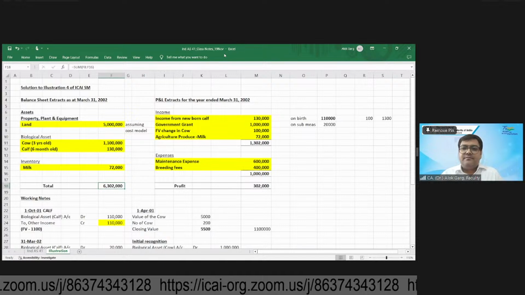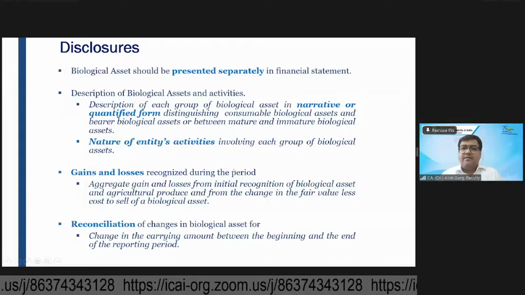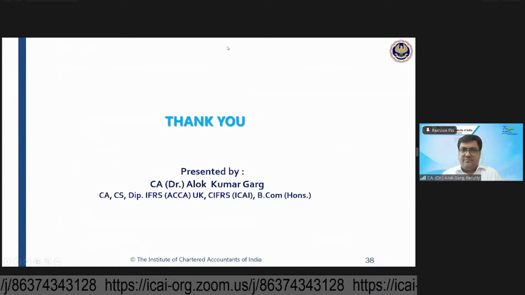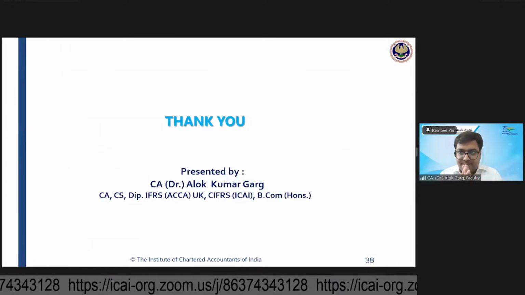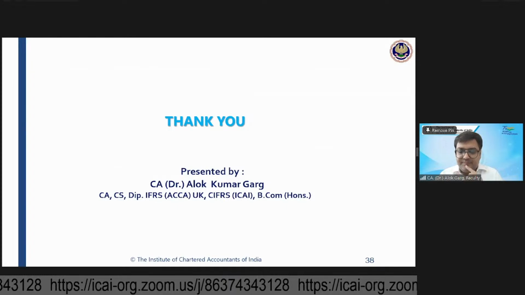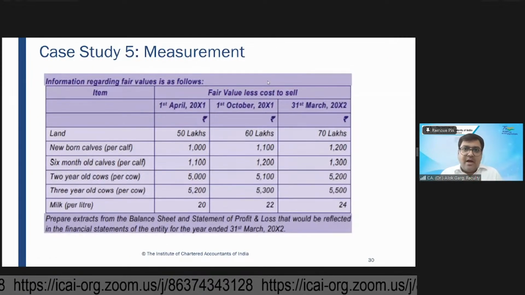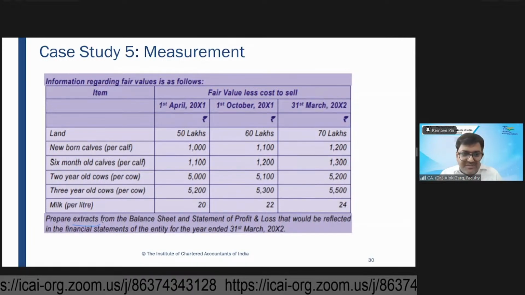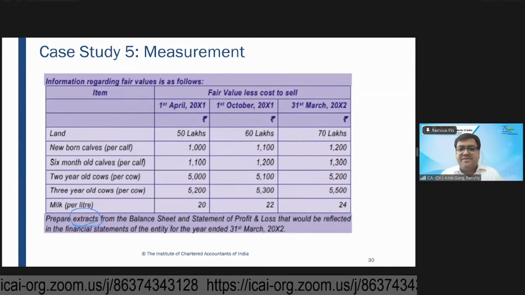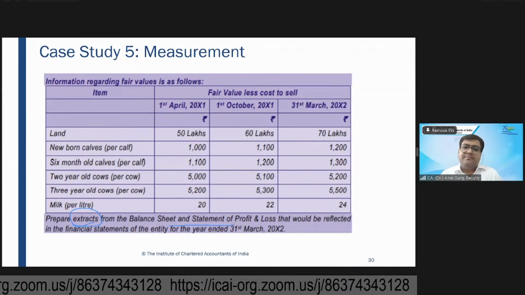Sir, in this example, where we have considered the assets, only the asset side, it's not required to mention any liability side. So we need not tally the total. In the last example, cow, the requirement of the question is to prepare extracts from the balance sheet and statement of P&L. Nothing called a liability was given. Okay. Thank you.